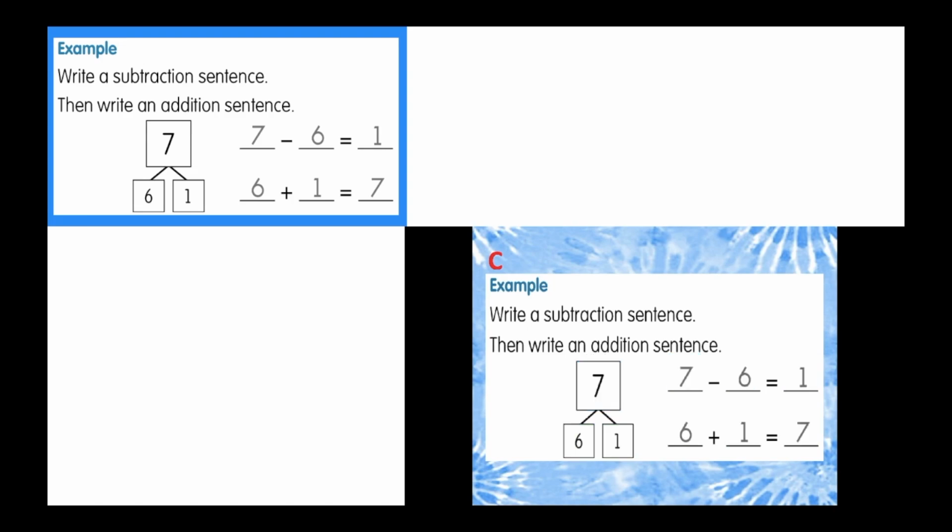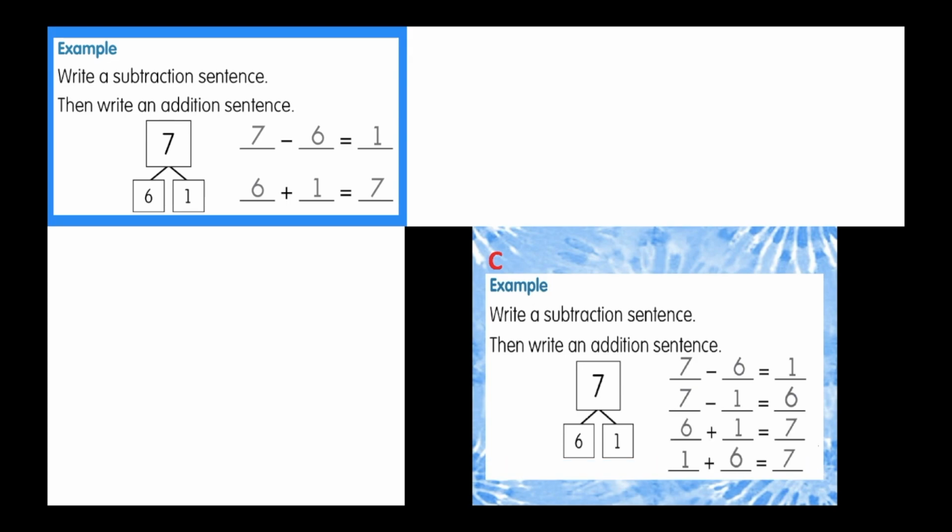Now we can see how I wrote a subtraction sentence and an addition sentence using the numbers provided in the number bond. I have 7 minus 6 equals 1, and 6 plus 1 equals 7. You can also move the parts around in your subtraction sentence. As long as your whole is before the subtraction sign, then the parts may go any other place in the subtraction sentence. But remember, we've got to use all the numbers that are in that number bond.